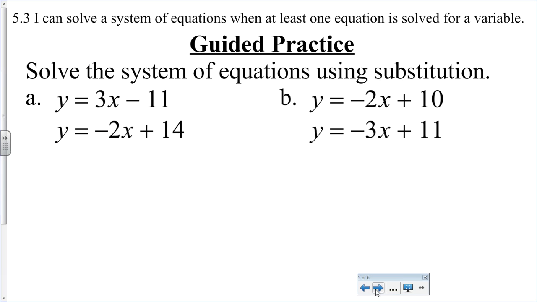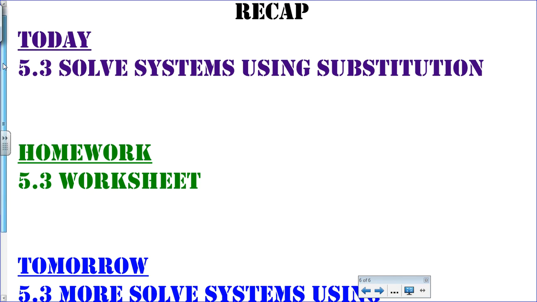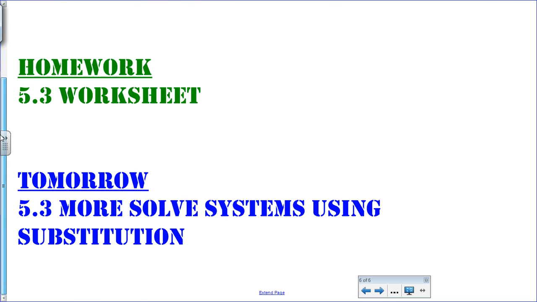Go ahead and try the next two problems. Once you finish those, show them to me to check to make sure they're okay. And then I will give you your homework if you are doing well. Just as a recap, we started solving equations using substitution. You're going to do 5.3 homework. And then tomorrow we're going to do more solving using substitution.